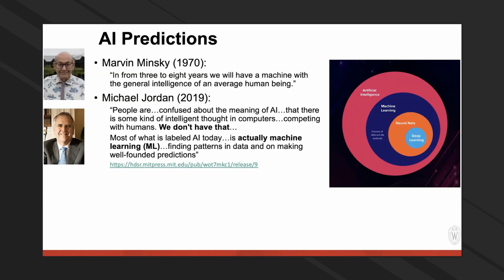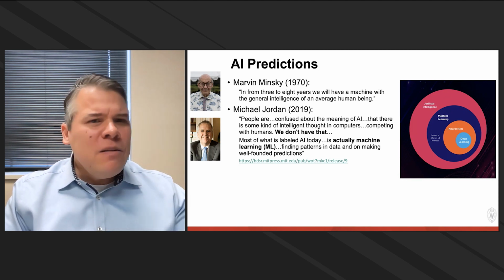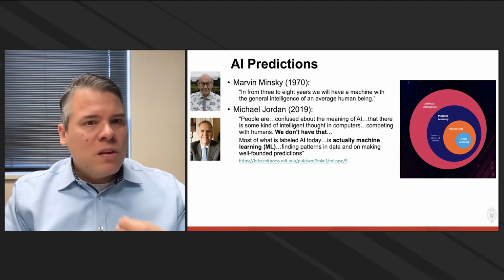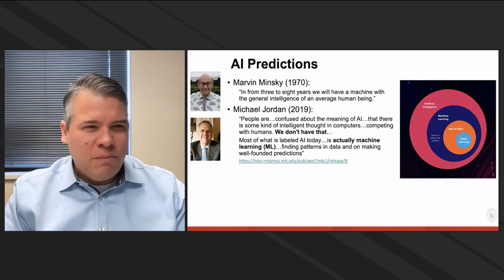He writes, people are confused about the meaning of AI, that there's some kind of intelligent thought in computers competing with humans. We don't have that. Most of what's labeled AI today is actually machine learning, which means finding patterns in data and making well-founded predictions. The reason I like this quote is that there's two parts of it. And I believe one of the parts of his quote has aged very well. To this day, most successful applications of artificial intelligence are actually machine learning. And machine learning is nothing else than predictive modeling.